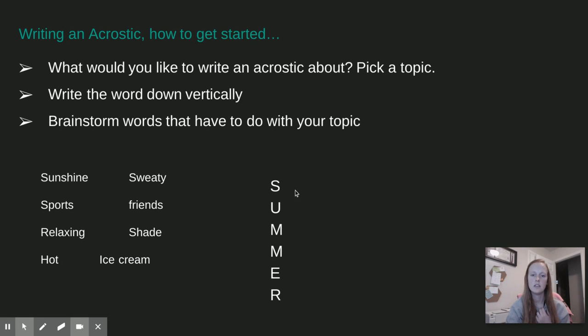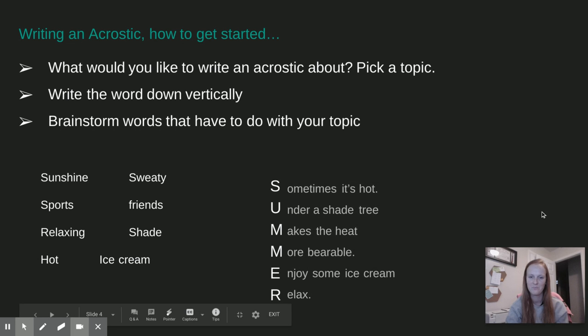So using the letters from my word to write each sentence, this is what I came up with. Sometimes it's hot. Under a shade tree makes the heat more bearable. Enjoy some ice cream. Relax.